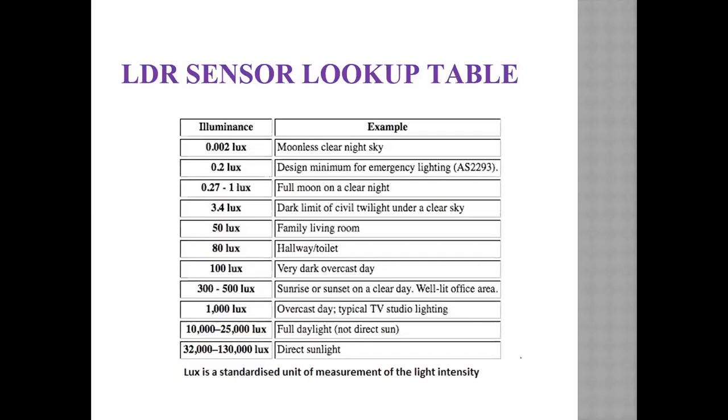So therefore, I could give ranges here. Full moon will have a maximum of 1 lux, and moonless clear sky will have 0.022. So depending upon that, I am able to say how much luminosity is needed for any room, drawing room or bedroom or bathroom, etc. So like that, we are able to make use of the LDR sensors as a tool in all embedded systems where the intensity of light can be controlled within the rooms.